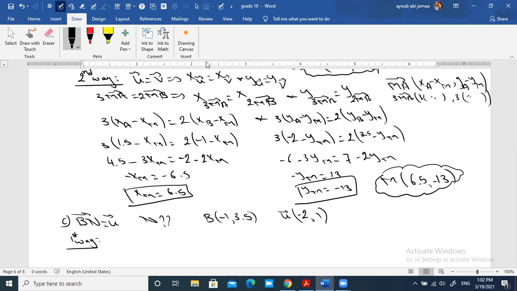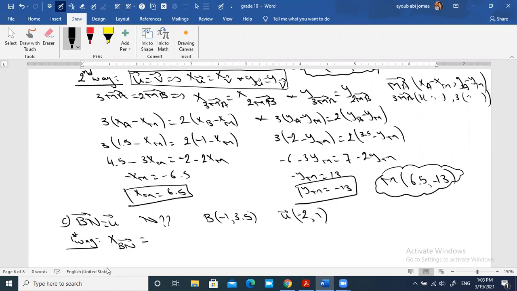I am looking at this second way below, what do I write, 3 into xa plus this. Okay, if you are going to apply this second way, what do I write? You want to put that vector BN equal vector U. Now what do I want with these? This is the rule.